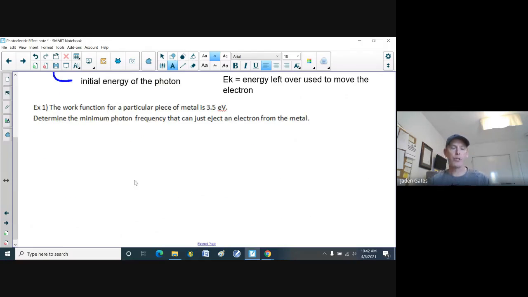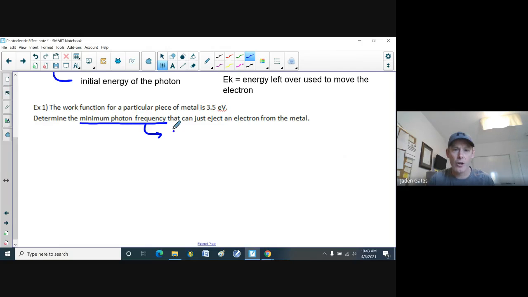All right, now here we go. Let's get into using some equations. The work function for a particular piece of metal is 3.5 eV. That's electron volts, so we're going to be dealing with those. Determine the minimum photon frequency that can just eject an electron from the metal. So what are we trying to find here? The minimum photon frequency. That is our threshold frequency, f naught. That's what we're looking for here. What frequency do we need?